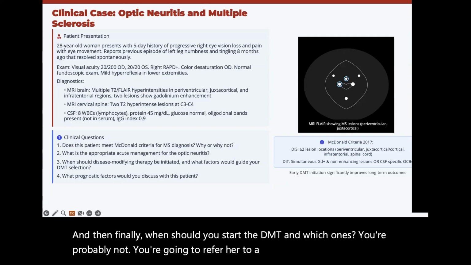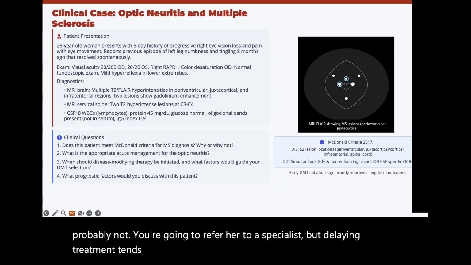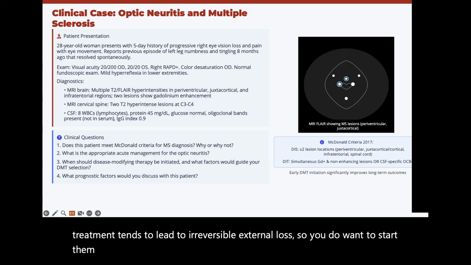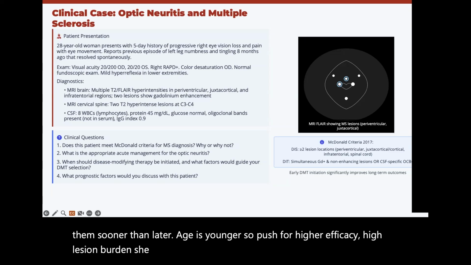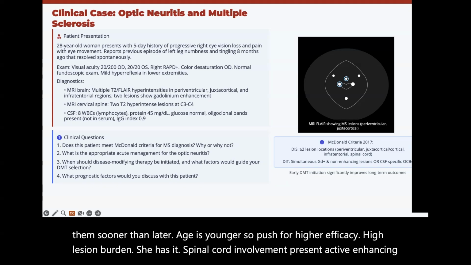But delaying treatment tends to lead to irreversible axonal loss, so you do want to start sooner rather than later. Age is younger, so push for higher efficacy. High lesion burden, she has it. Spinal cord involvement, present. Active enhancing lesions, yes, she's got that.